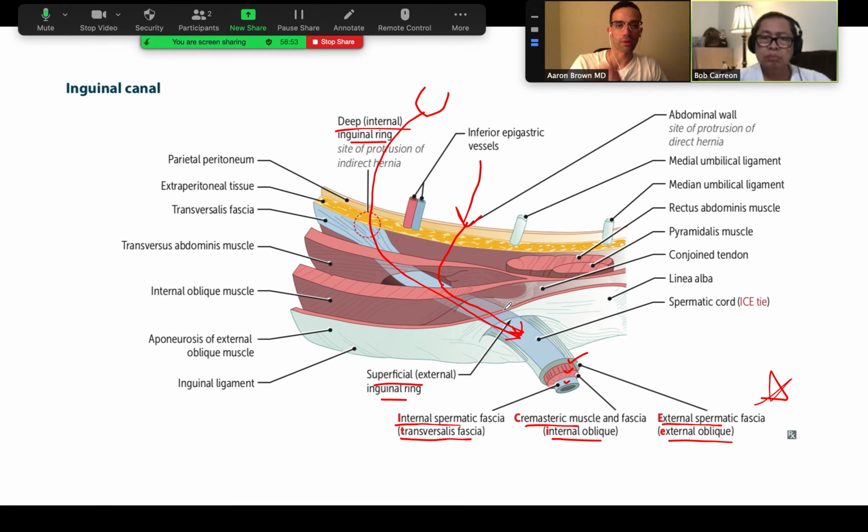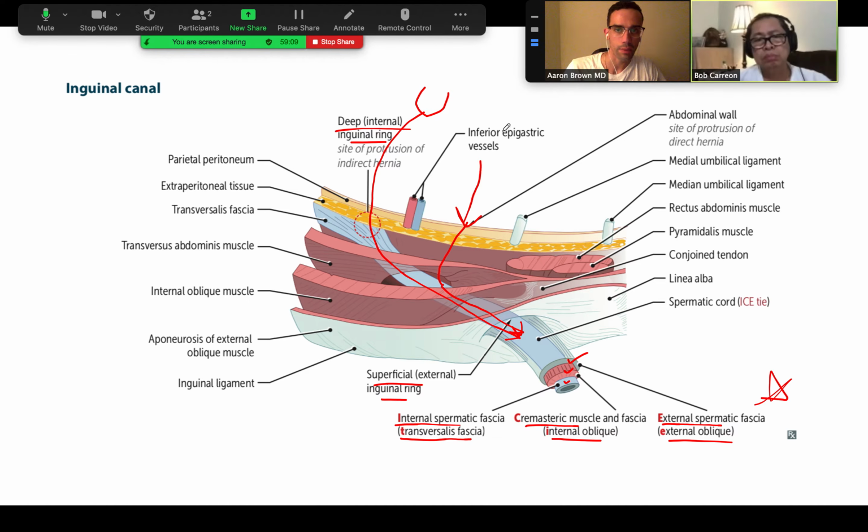And so in terms of remembering this, the way I always remembered it is that the indirect hernia goes in the internal inguinal ring, okay? Direct hernia just goes straight through the wall. It's direct, it just wants to go straight through the wall, okay?